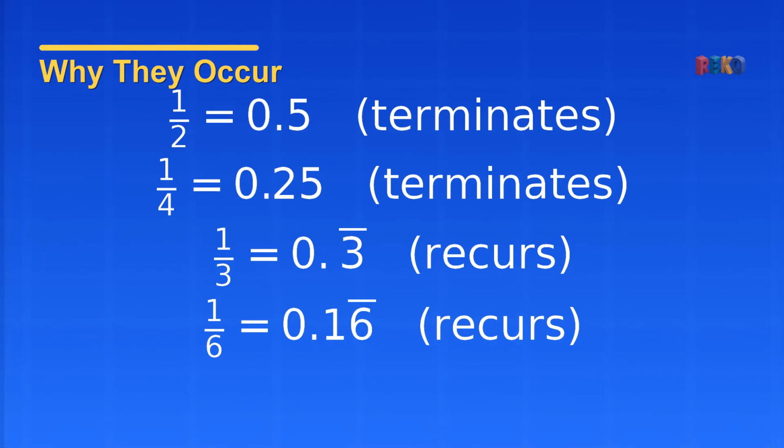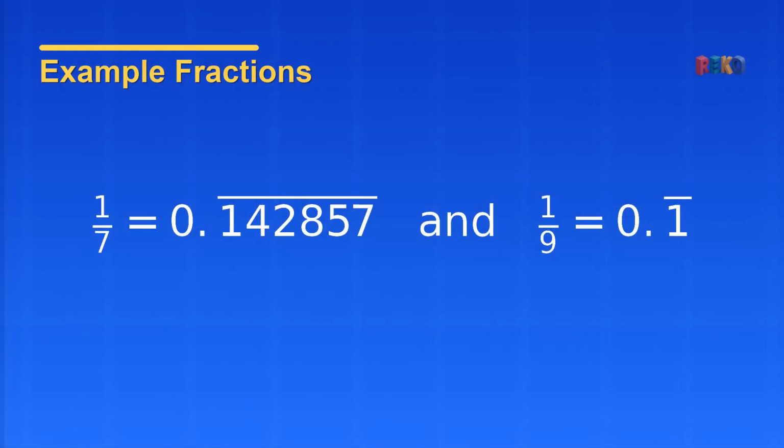Fractions whose denominators contain only the prime factors 2 or 5 give decimals that stop, like 1/2 or 1/4. But if the denominator has any other factor, such as 3, the decimal repeats forever, like 1/3 or 1/6. Here are more examples. 1/7 gives a 6-digit recurring cycle, 142,857 repeating, while 1/9 gives a single repeating digit, 0.1 recurring.